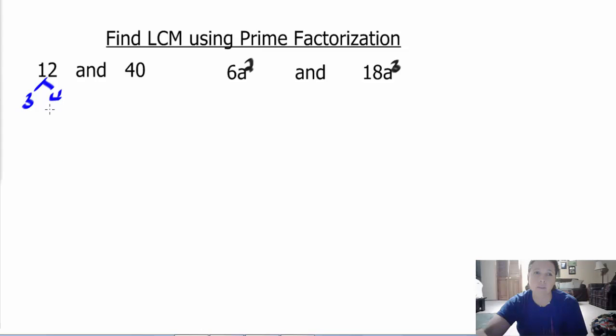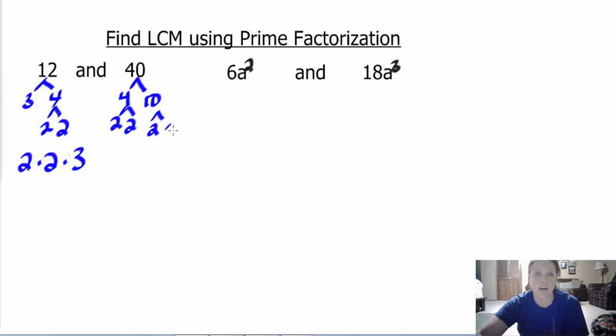So if we do 12, that's 3 and 4, 2 and 2, so it's 2 times 2 times 3. I just put too many 2's there. Let me erase it real quick. Isn't that cool? I can just erase right there. And 40, let's do 4 and 10, 2 and 2, 2 and 5. I'm going to line them up again like we did before. You do not have to on this one as much.